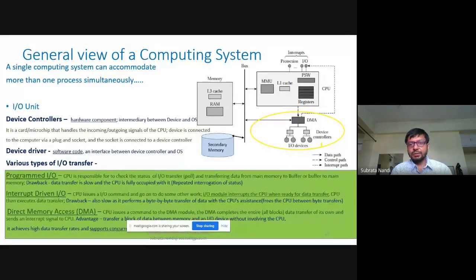So now we come to the discussion of I/O devices. What we find here is there is a component called DMA. We have the device controllers, and we have the I/O devices. We talk about each of these, and we find that the DMA has a line connected to the I/O interrupt line of the processor. So what is a device controller? What is a device driver?